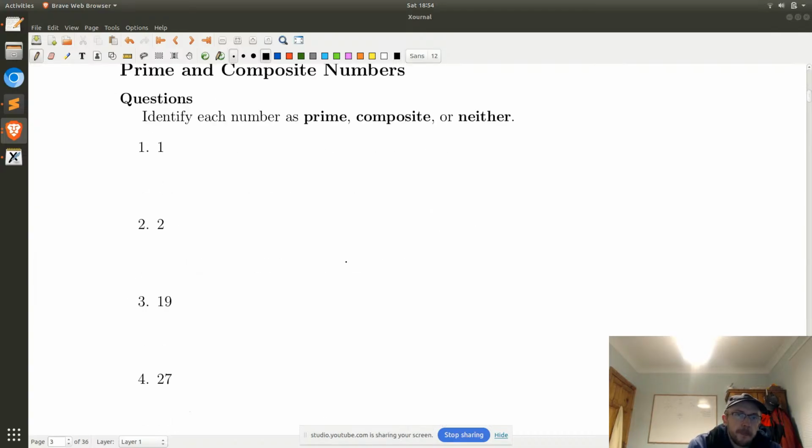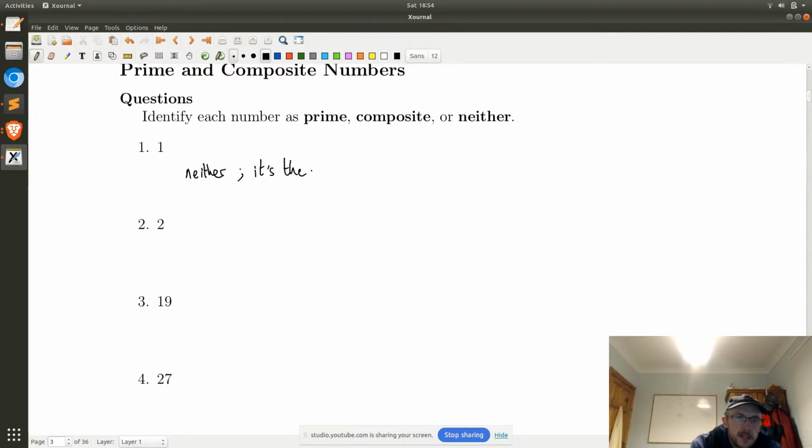Okay. Now, to identify each number as prime, composite, or neither. And if it is composite, I better provide proof of my claim. And there appear to be sort of like 12 questions. Interesting, cool. So for 1, the answer is neither.